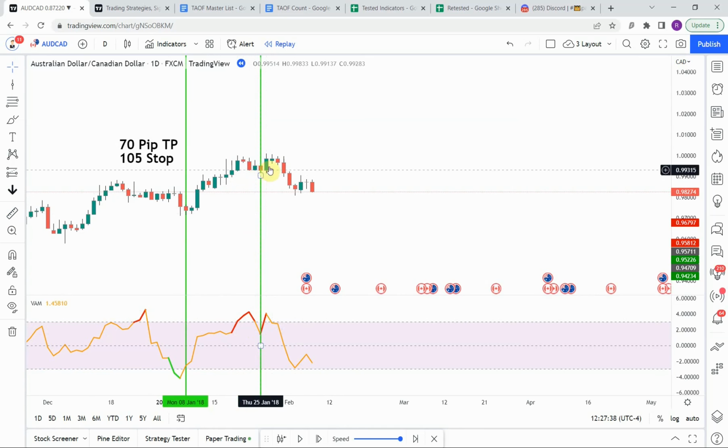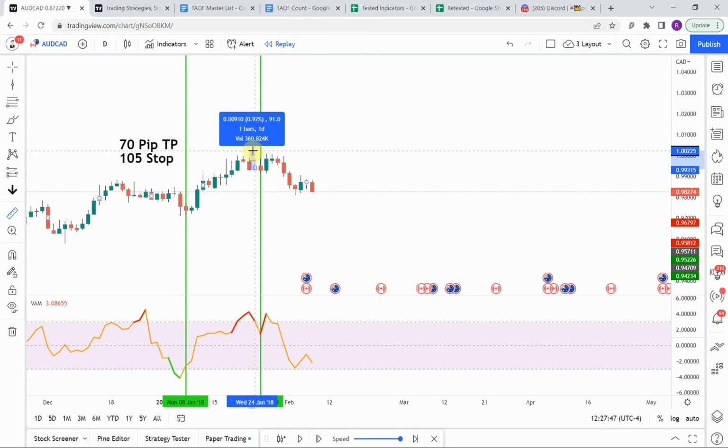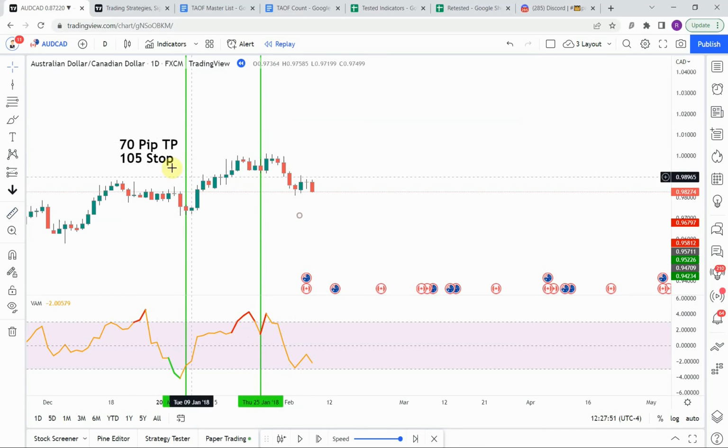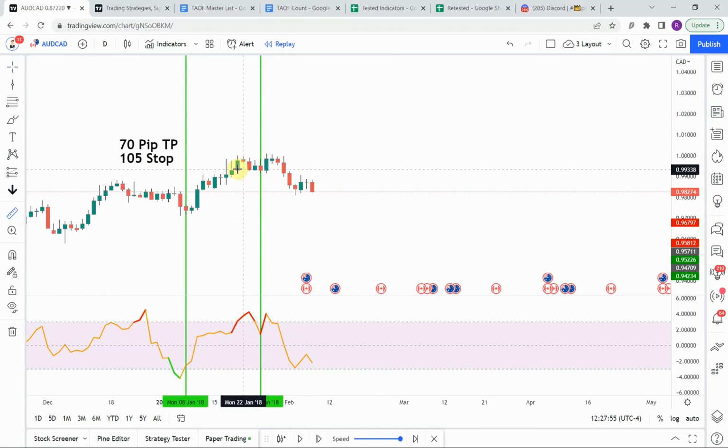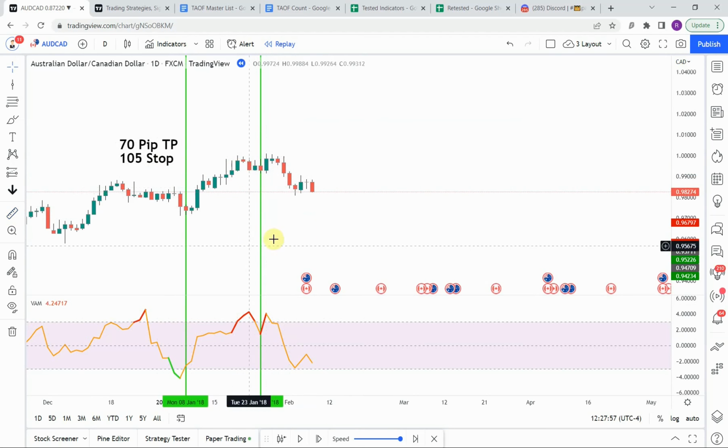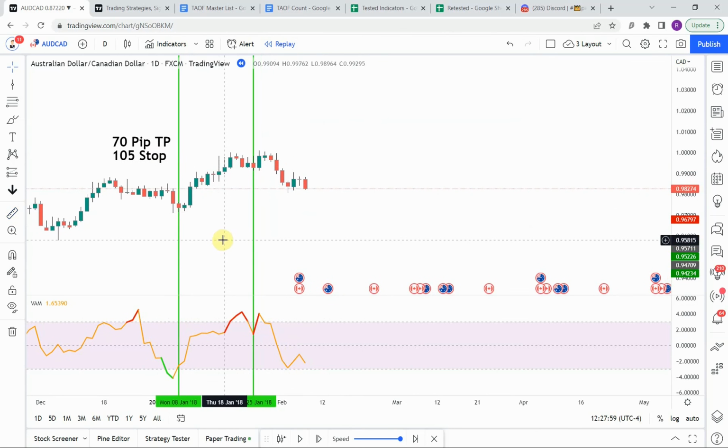We do get a push to the upside here, a little bit of a correction as it pushes up, but it is able to stay within our stop. It only goes up to about 80 pips or so, and so stays within our stop before it then rolls over and makes that push to the downside, and that push down does get us to our take profit. Let's go ahead and continue on.